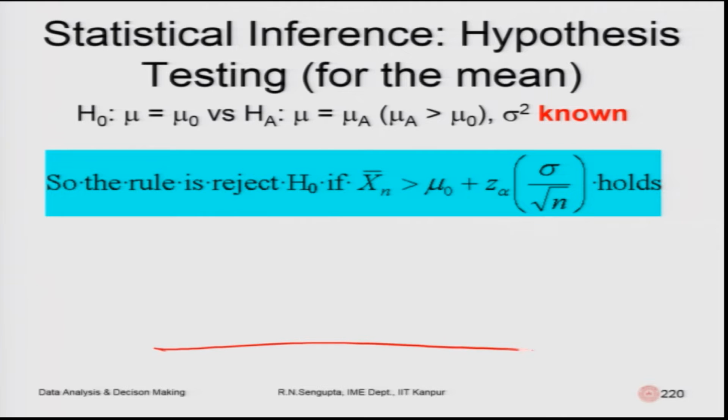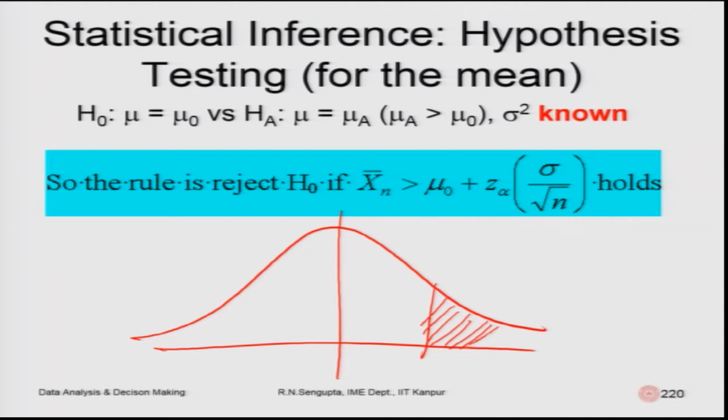So, this is mu naught, this is the value, this is z alpha, and this will be 1 minus alpha, which is the level of significance.